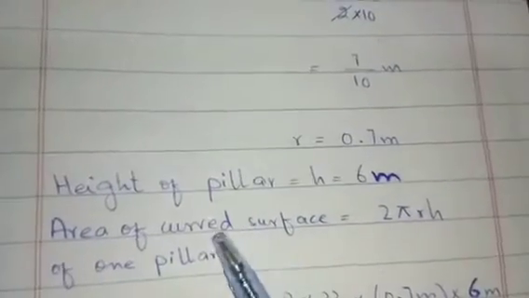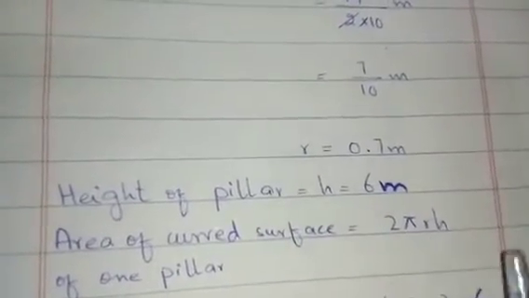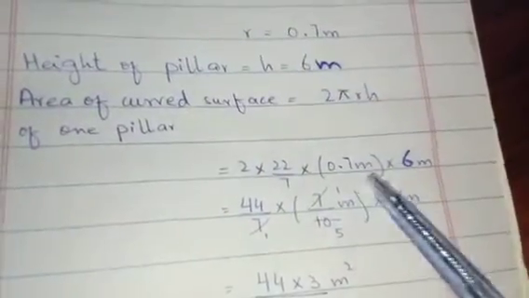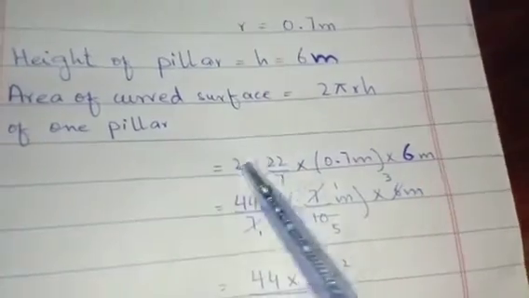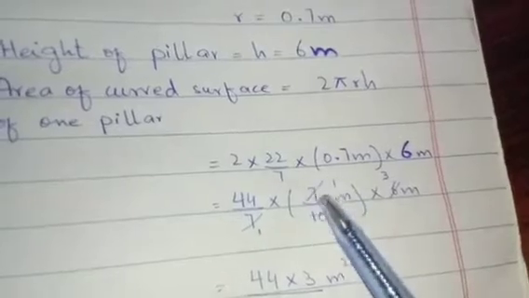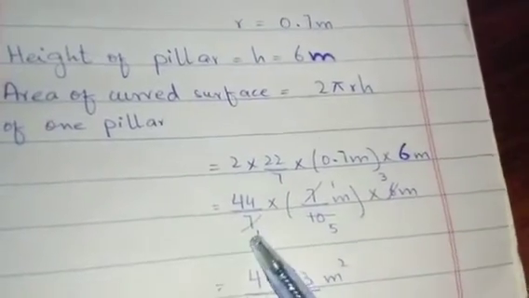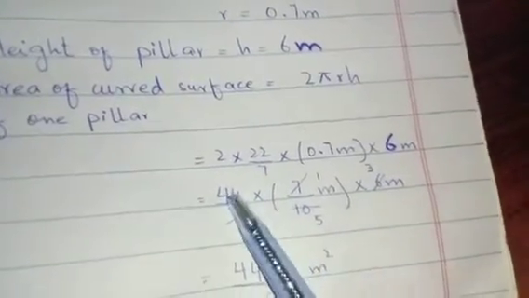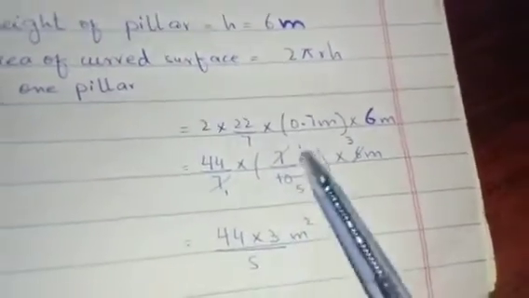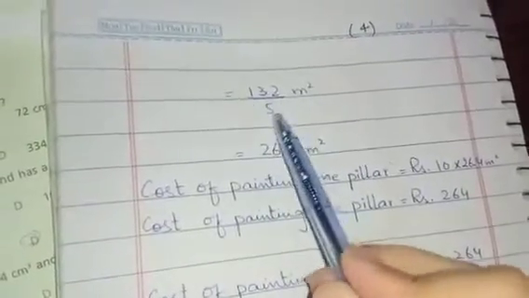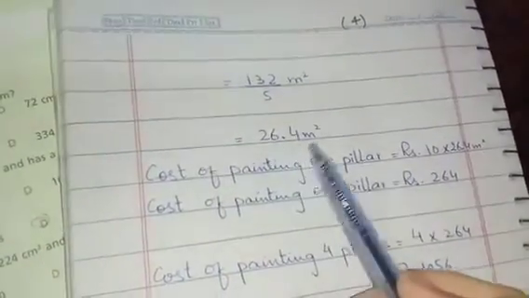And area of curved surface of one pillar is equal to 2 pi RH. 2 as it is, pi is equal to 22 over 7, R is equal to 0.7 meter and height is equal to 6 meter. So 2 into 22 is 44 over 7, multiplied by 0.7, which is 7 over 10 meters, multiplied by 6 meter. Cancelling, 44 into 3 meter multiplied by meter square over 5. 44 into 3 is 132 over 5 meter square, that is equal to 26.4 meter square.